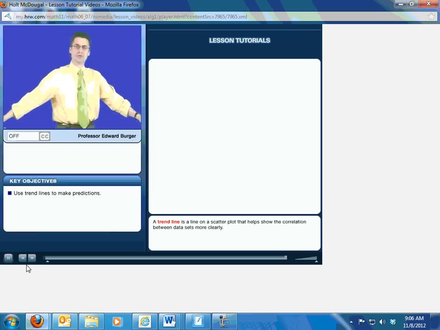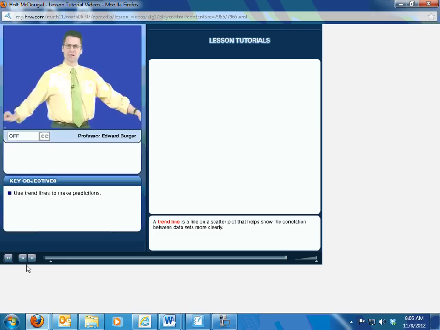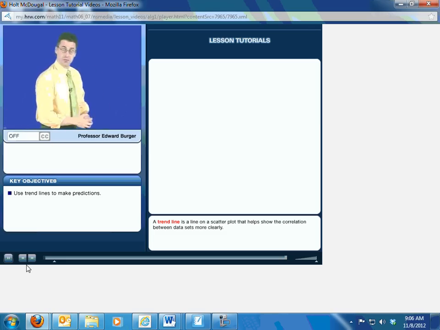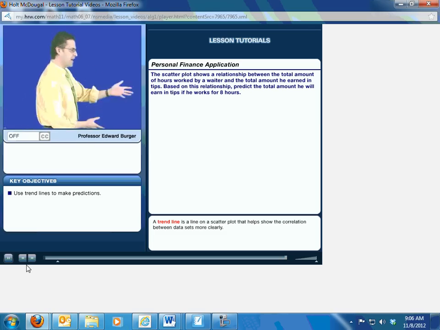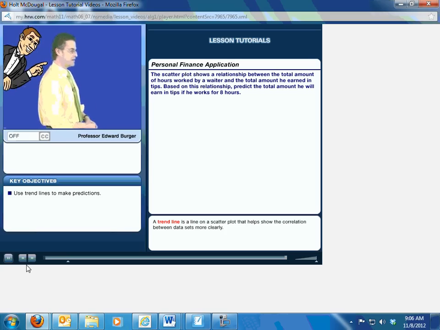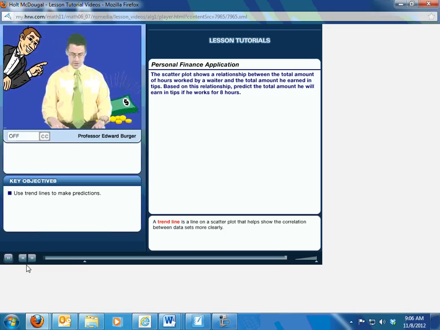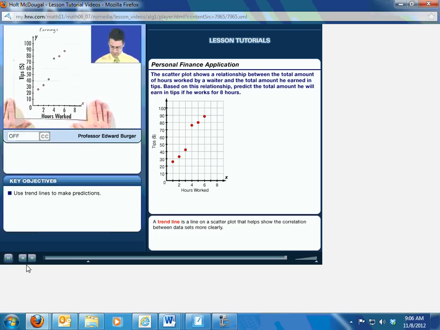Let's take a look at another real-world example where we can see scatter plots, and trying to understand a trend really comes into focus. So the scatter plot here shows a relationship between the total amount of hours worked by a waiter and the total amount he earned in tips. Based on this relationship, let's see if we can predict the total amount he will earn in tips if he works for 8 hours. So here is the scatter plot.